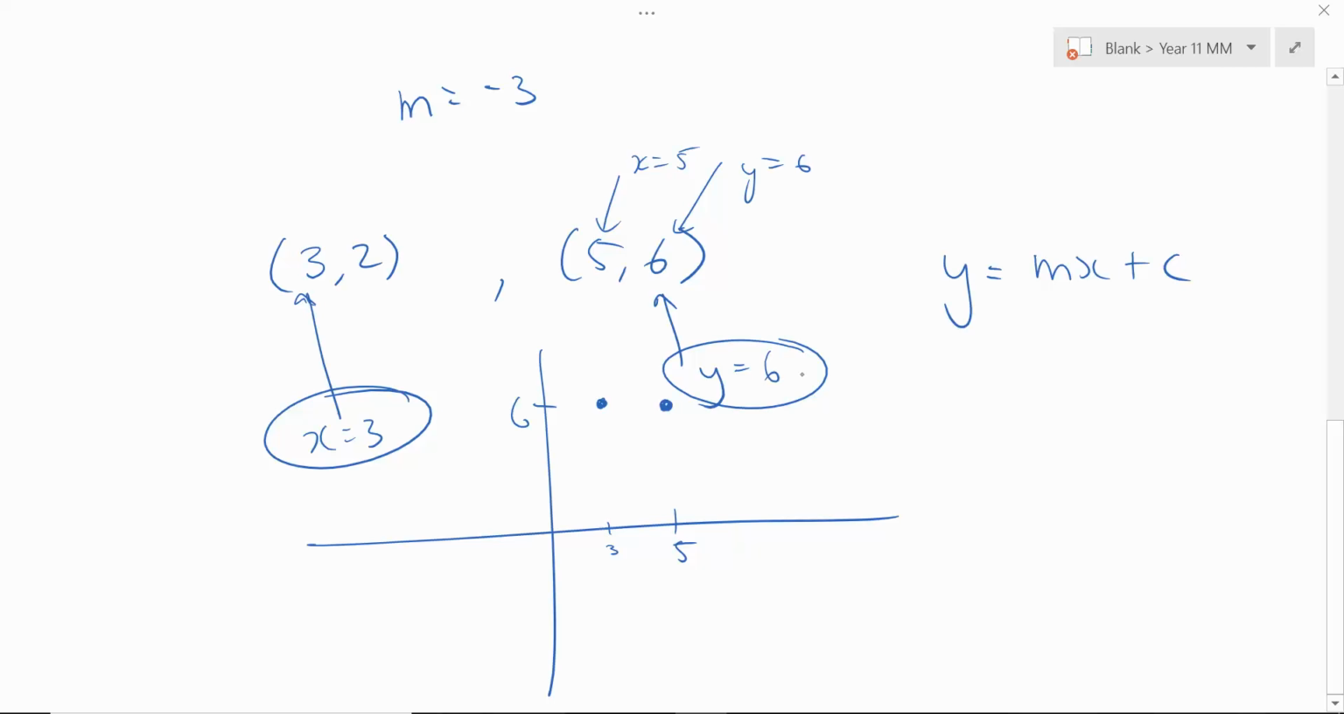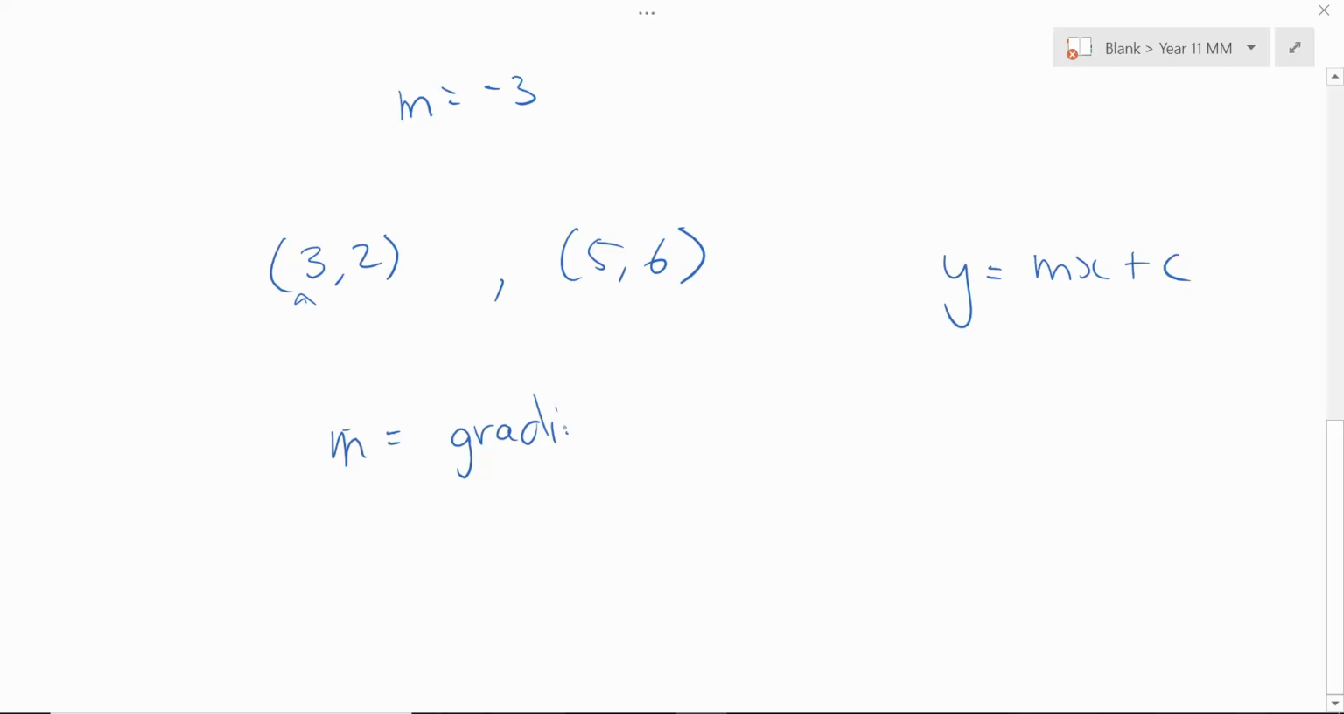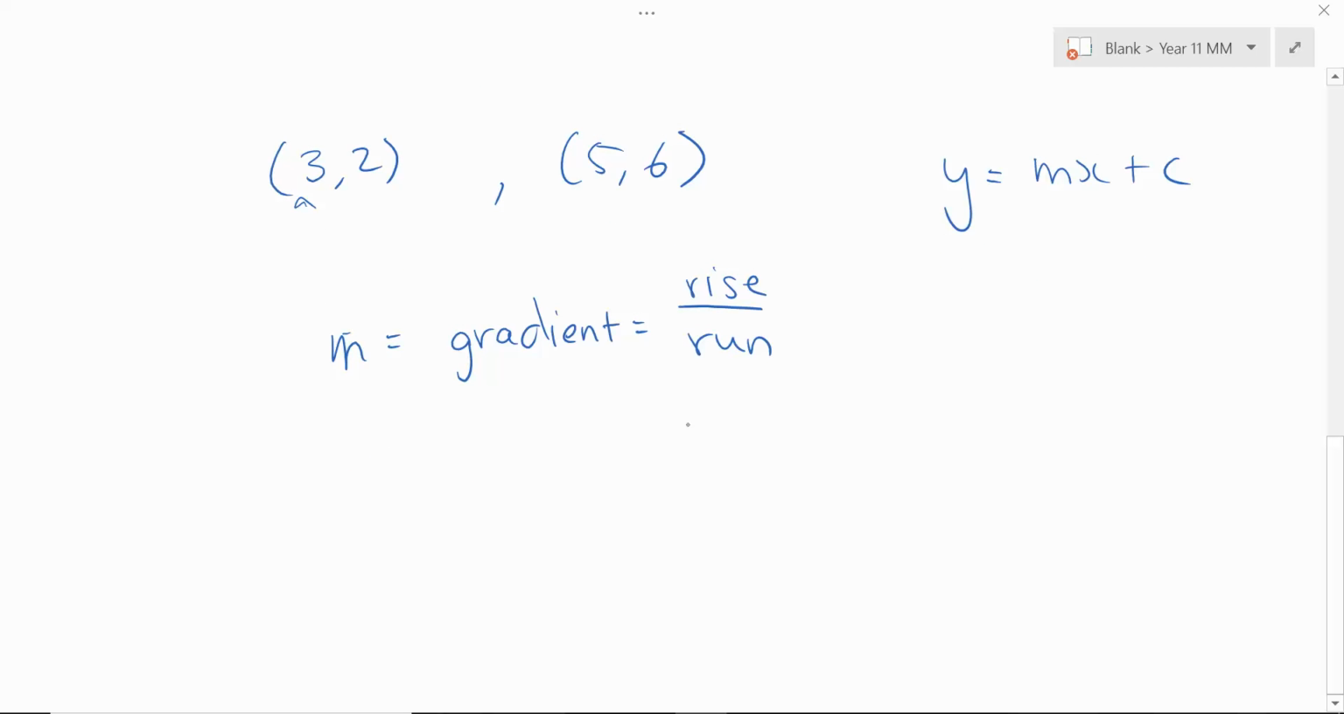What is the definition of gradient again? Lucy, what is a gradient again? Rise over run. Now this is key. If you don't know what a gradient is, write this down: gradient is rise over run. Back in year 9, when we're doing rise over run, you're just simply looking at 2 points. Let's do it. (3, 2).